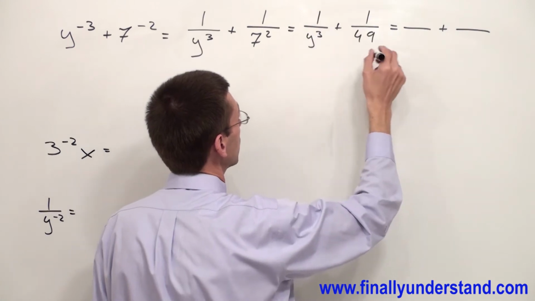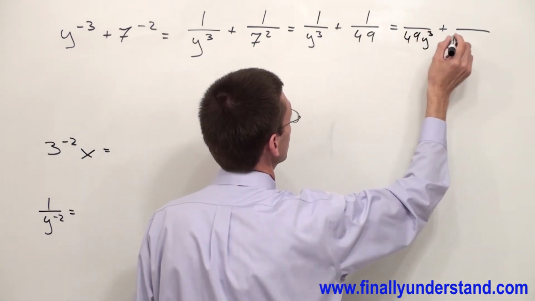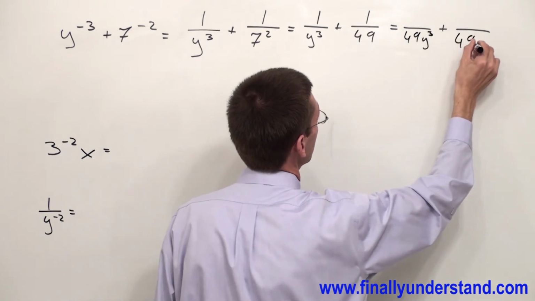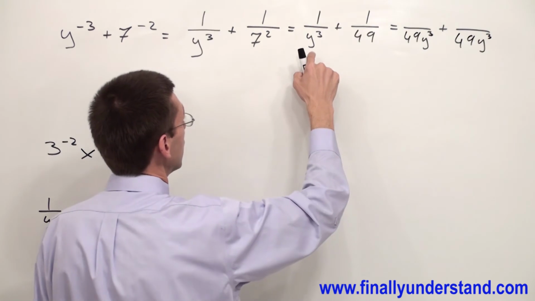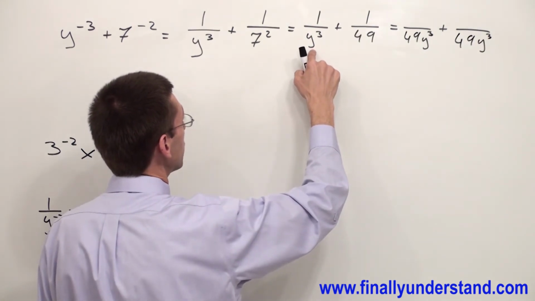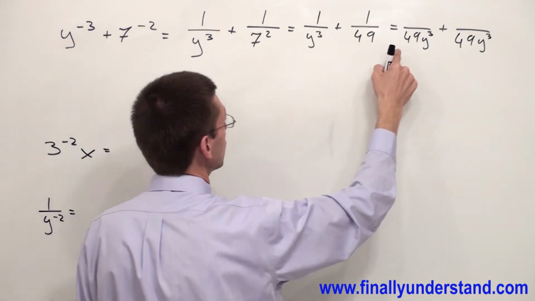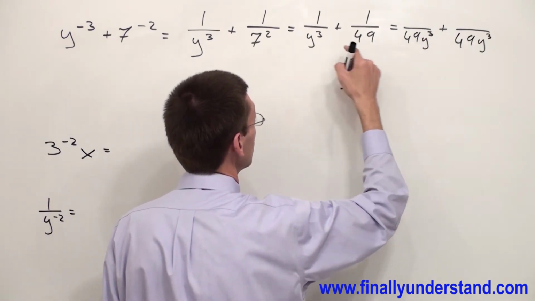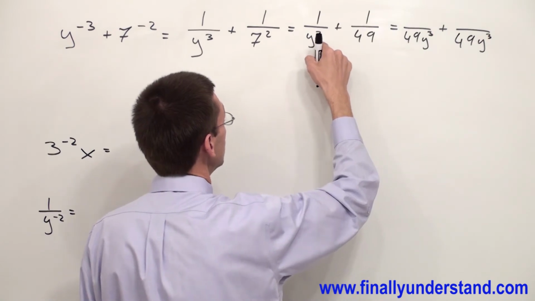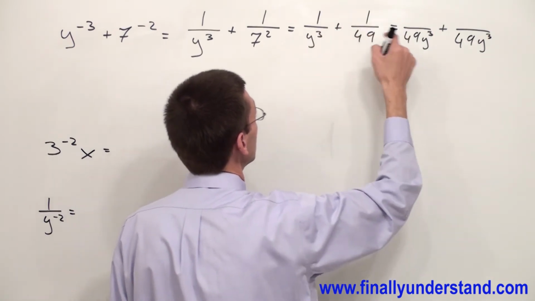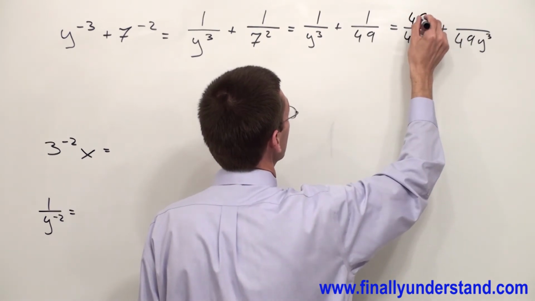So I'm going to have 49y to the third power. Now, by what number do I have to multiply y to the third in order to get 49y to the third? I have to multiply by 49. Okay? So whatever I did in the denominator, I have to do also in the numerator. 1 times 49 is going to be equal to 49.